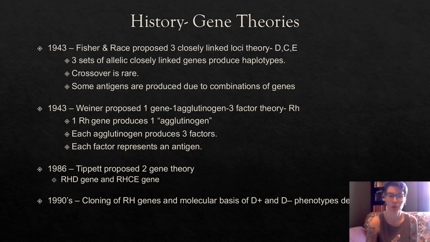Fisher and Race proposed the three-gene theory in 1943. They thought D, C, and E were the main genes. Crossover is rare, but some antigens are produced due to the combination of genes. In 1943, Wiener proposed that there was only one gene associated with the Rh system. And in 1986, Dr. Tippett proposed a two-gene theory. This is still believed to be true.